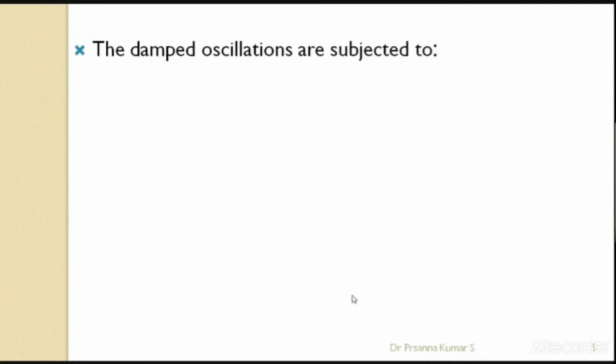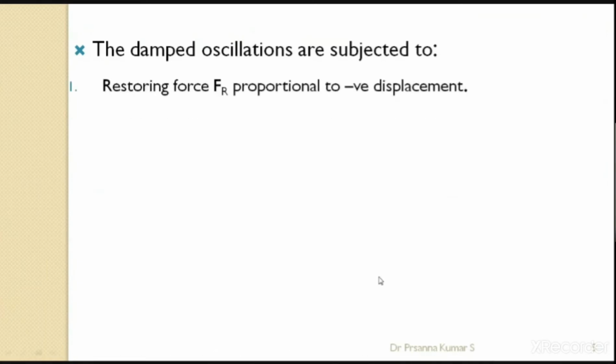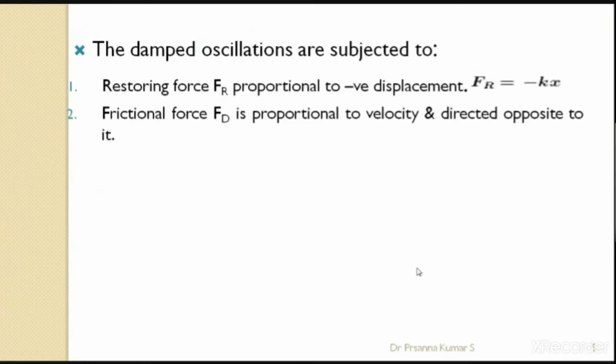Okay, I told you already that damped oscillations are subjected to the restoring force. What is the restoring force? That is F is equal to minus kx. The second case is the frictional force. If the body is surrounded by some resistive medium, then energy is dissipated into the medium. And here we have Fd, the resistive force, is equal to mu dx by dt. What is this mu? Mu represents the damping coefficient.